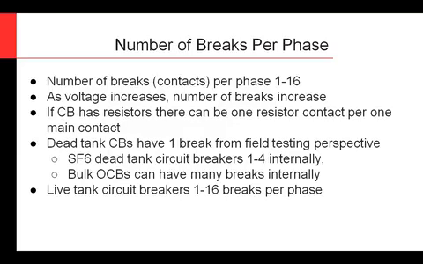And in some of the older breakers, when you get up to the 765 kV, you could have up to 16 breaks per phase. Now, when I talk about breaks, these are the main contacts. You can also have a resistor in there, and so you could theoretically have 16 main contact breaks and 16 resistor breaks per phase.